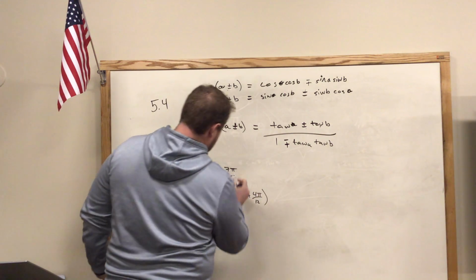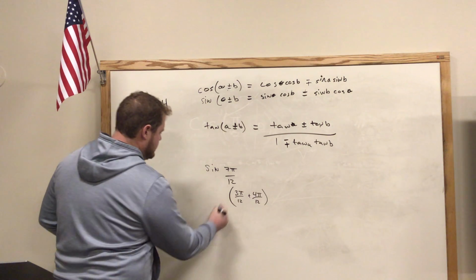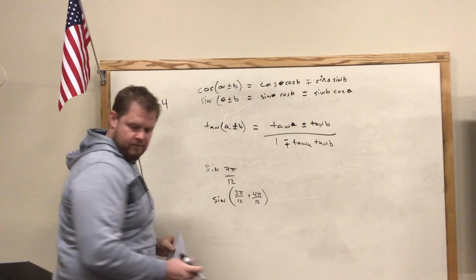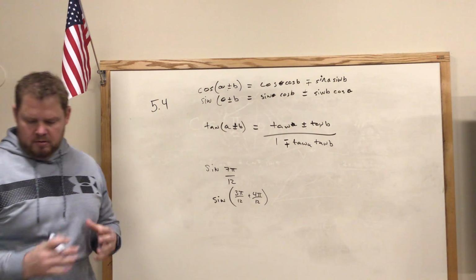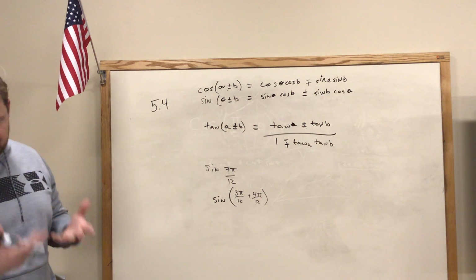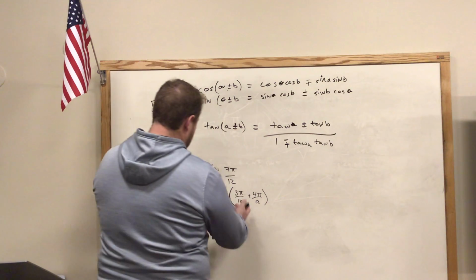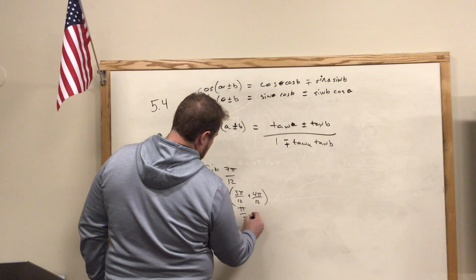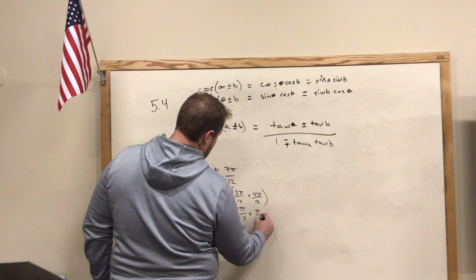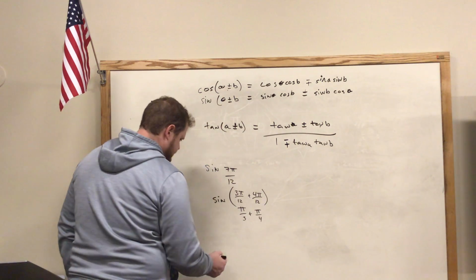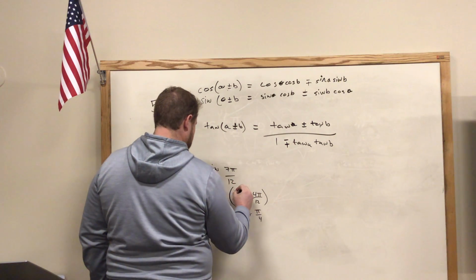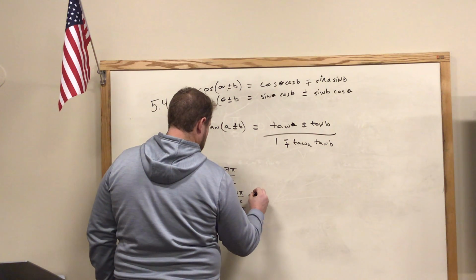Right? Would that be equal? Yeah. So sine of 3 pi over 12 plus 4 pi over 12. So, question for you: if that's the case, what does that become? We'll put them in order: pi over 3, pi over 4. Okay? All right? So we don't confuse anybody.